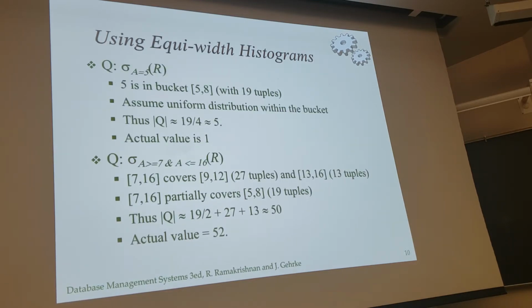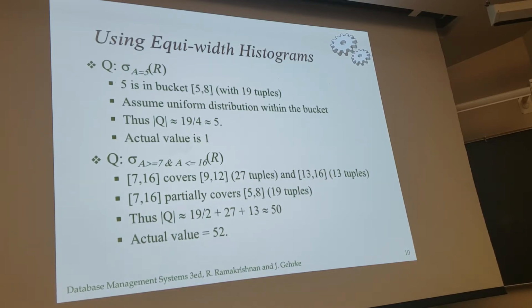So how do I use these things? Again, I have a selection where A equals 5 of R, and there are 16 values. So since there are 64 values, I would assume that each of the 16 ages would have 4 things in it. If I'm using the equal-width histograms, 5 is in the bucket 5-8.